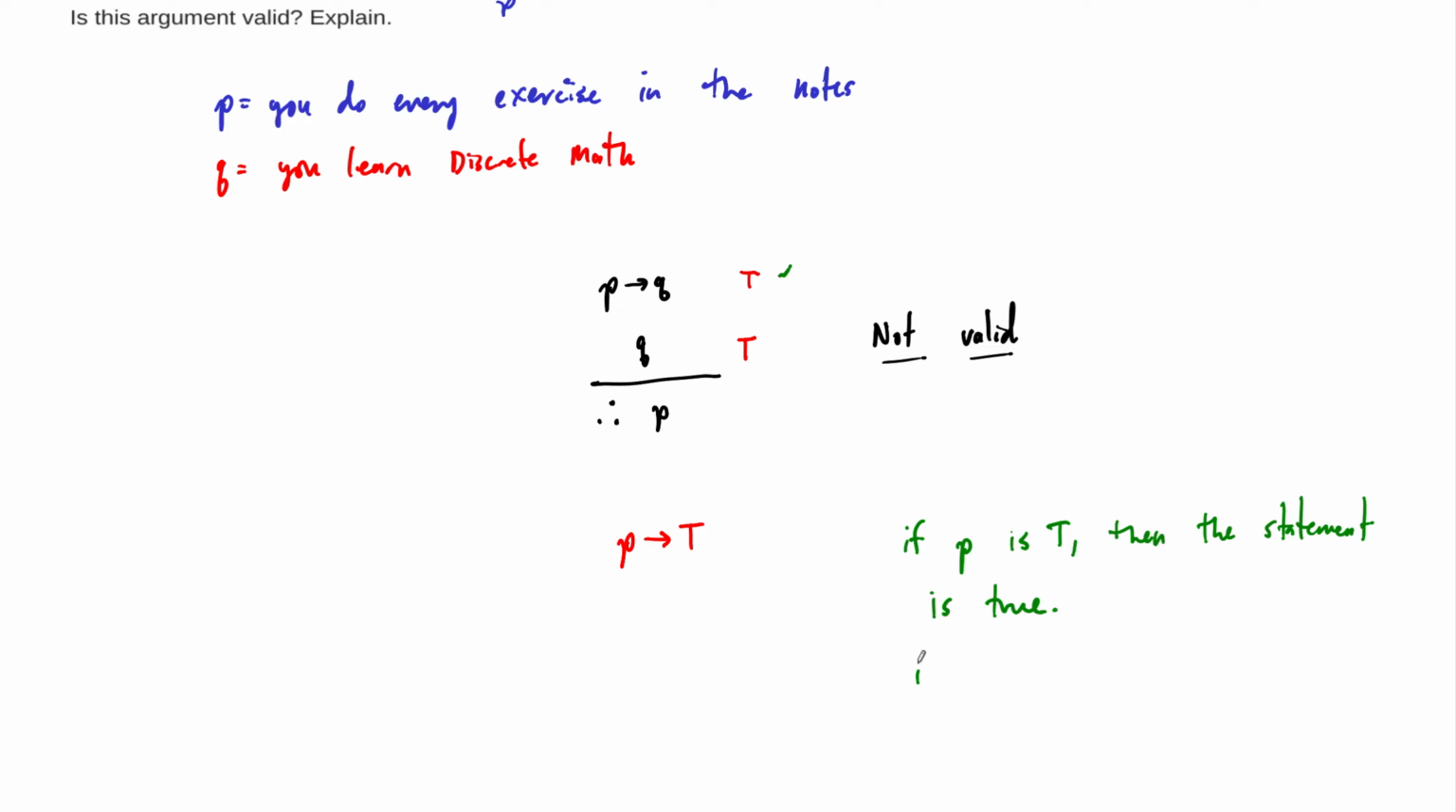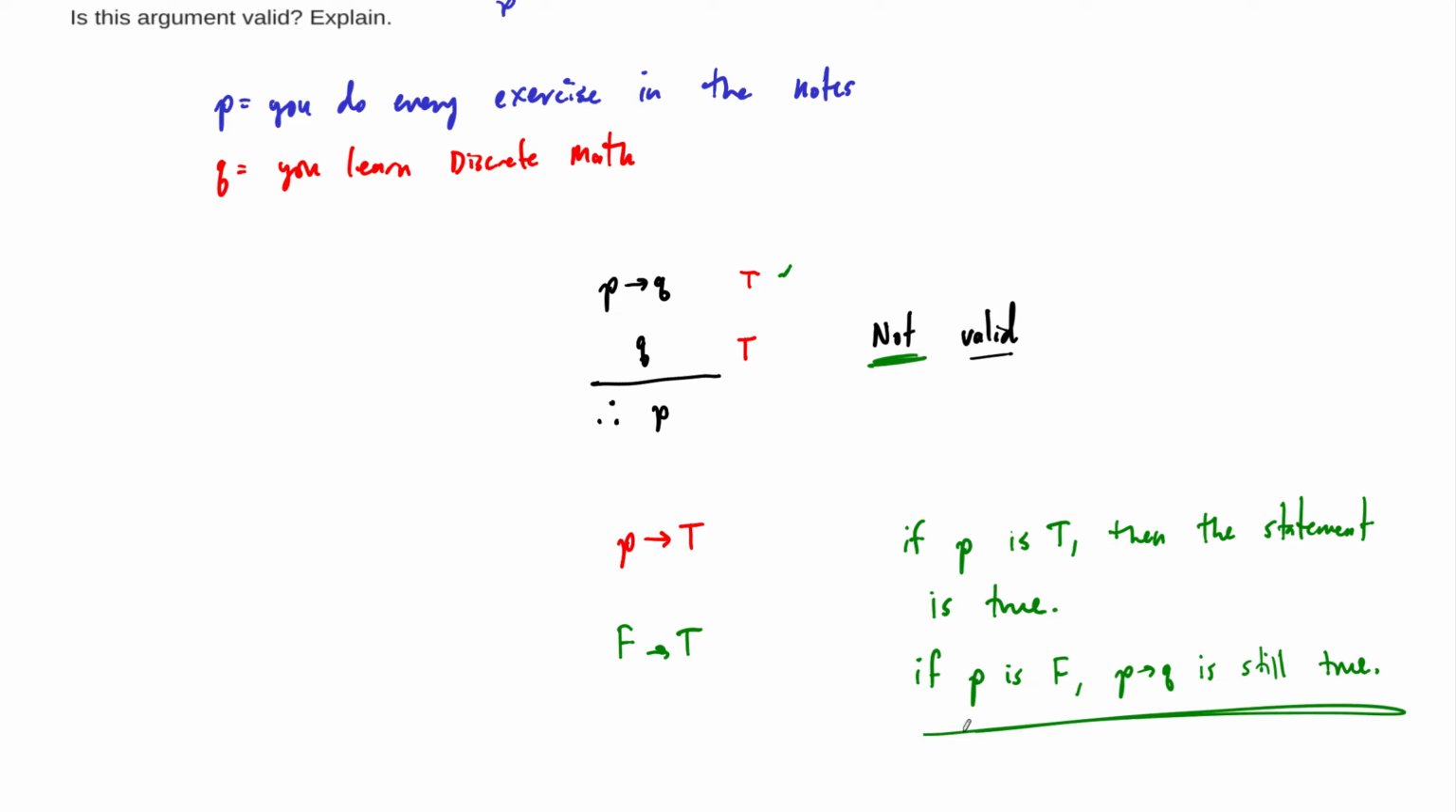Because if P is false, we get false implies true here, and that's still a true statement. As far as conditionals go, false implies anything is a true statement. So then P implies Q is still true. And this is the reason that the argument is not valid.